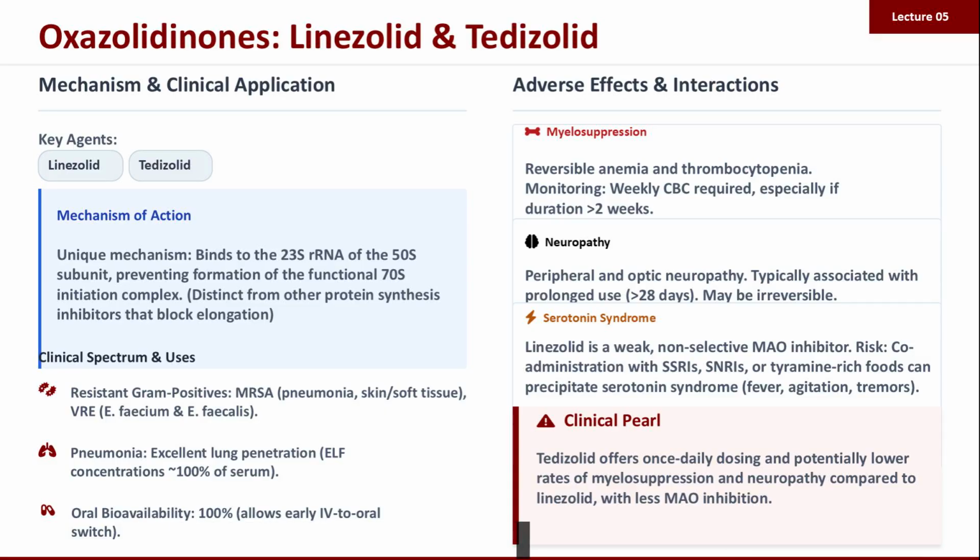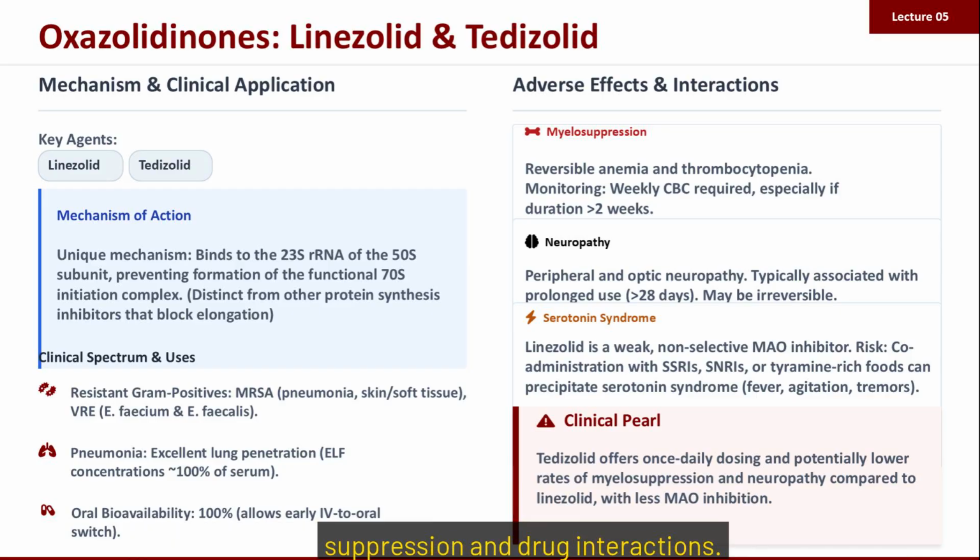Finally, a small comparison: tedazolid is a newer drug. It has once-daily dosing and tends to have less myelosuppression and fewer drug interactions compared to linezolid. The key idea is, oxazolidinones block initiation of protein synthesis → very effective against MRSA and VRE → but require monitoring for bone marrow suppression and drug interactions.